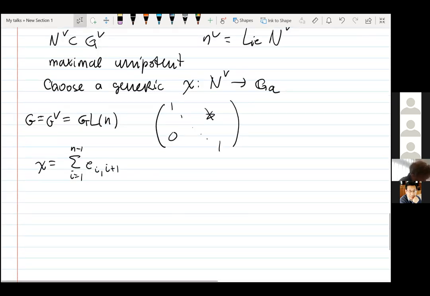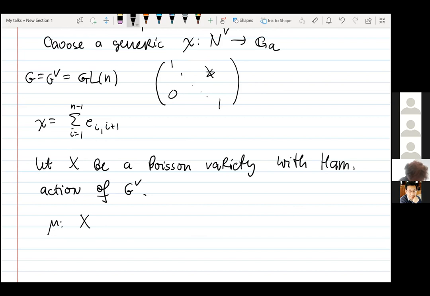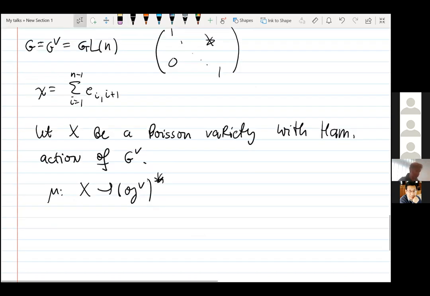And then, assume that you have, let X be a Poisson variety with Hamiltonian action of G-check. Then we have a moment map, which goes from X to the dual space of the Lie algebra. And then we can take the Hamiltonian reduction of this by N. One way to define the Whittaker reduction of X is the Hamiltonian reduction of X by N-check comma chi.